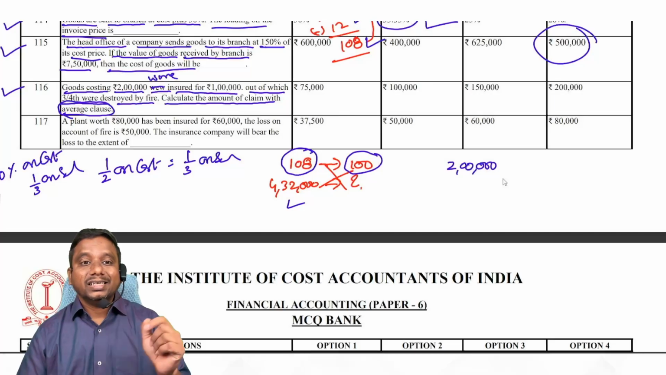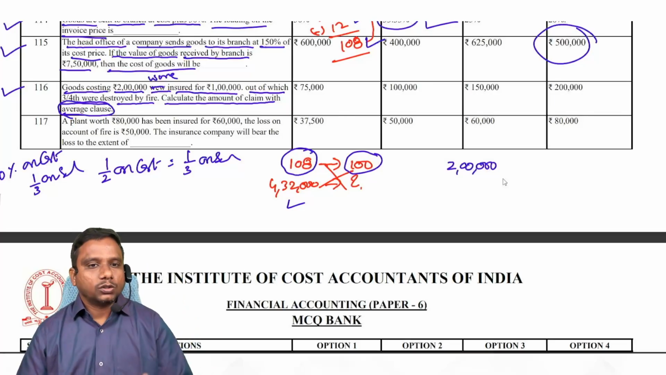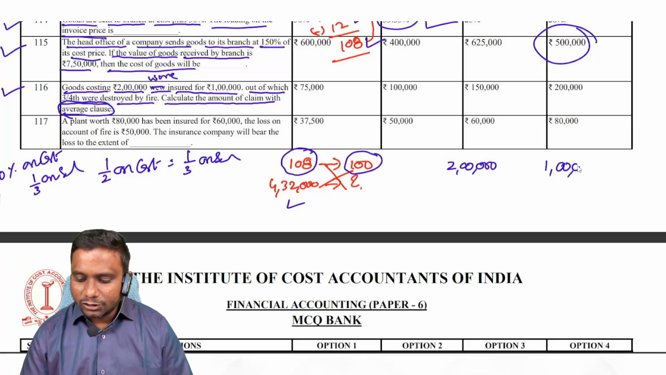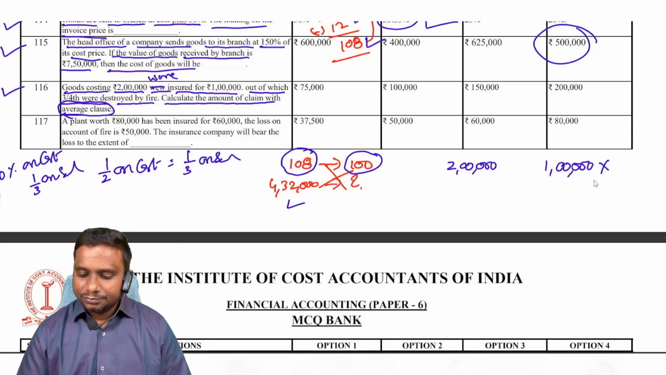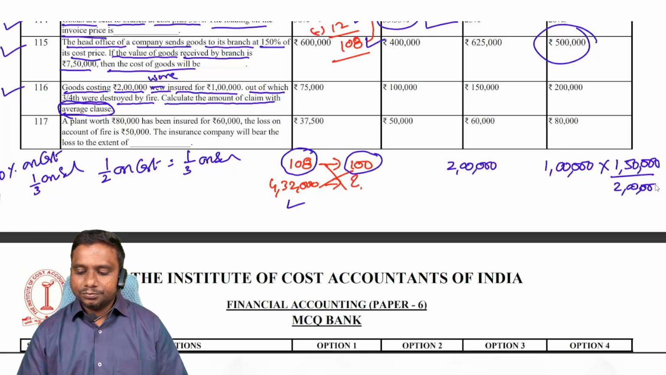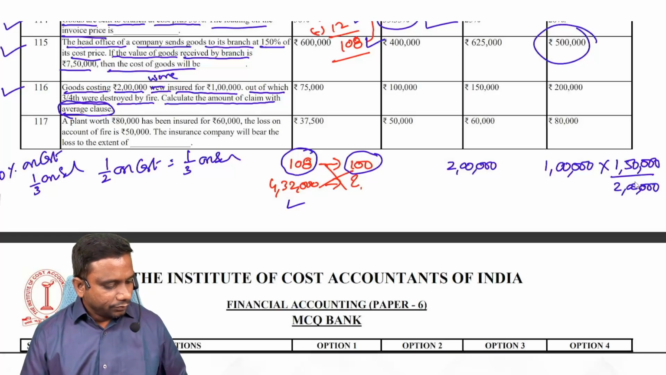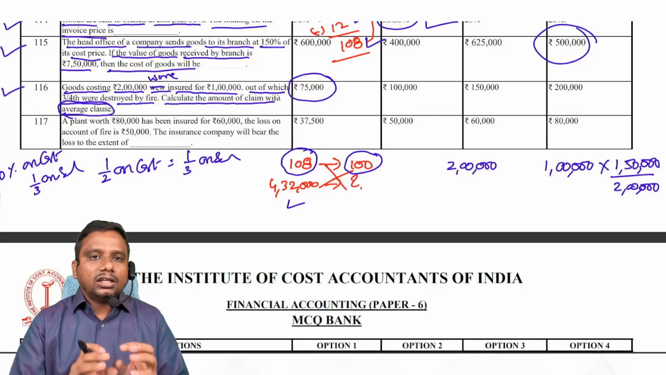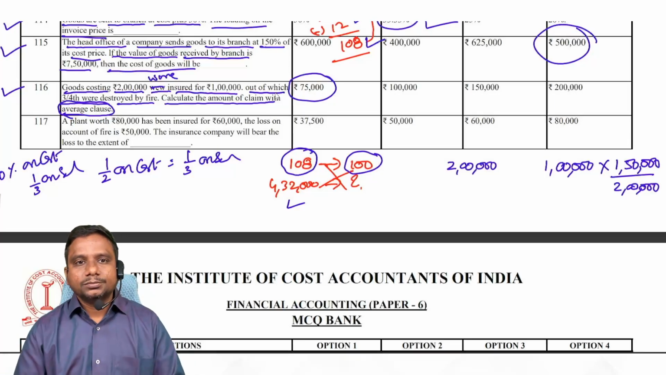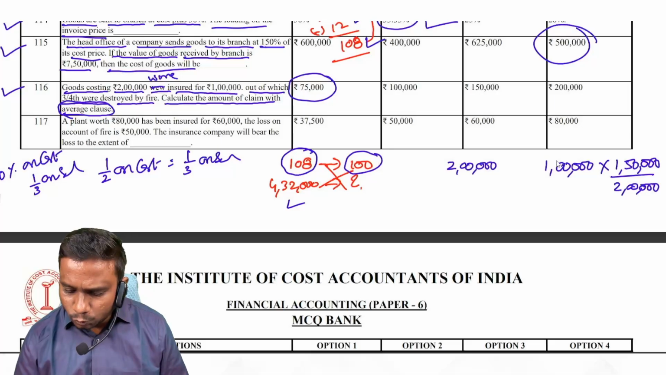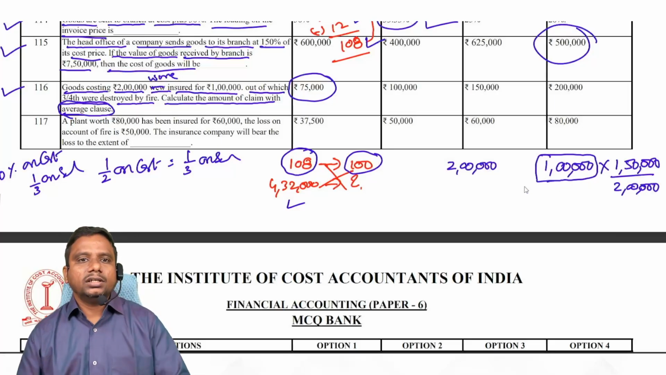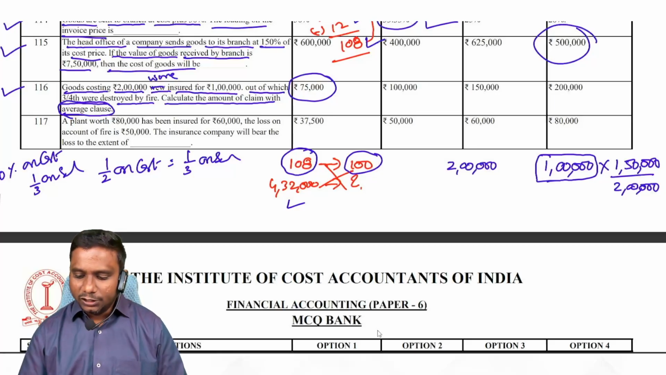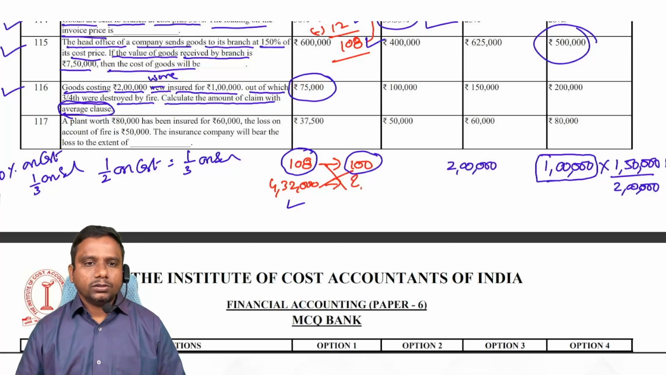But goods were insured for less than the original value, so we apply average clause. How to apply average clause? Take insured value 1 lakh into goods lost 1,50,000 divided by total value of goods 2 lakhs. That gives 75,000. Now we get a claim of only 75,000, students. To discourage undervaluation or under insurance, we apply average clause. What is the formula for average clause? First write the insured amount 1 lakh, then the goods lost 1,50,000 divided by total value.